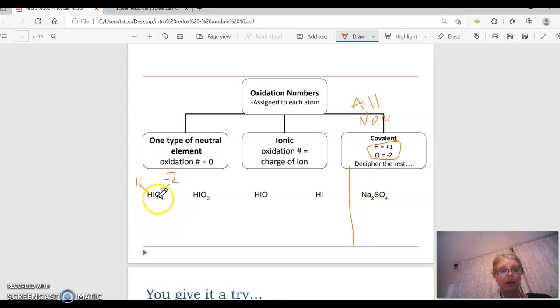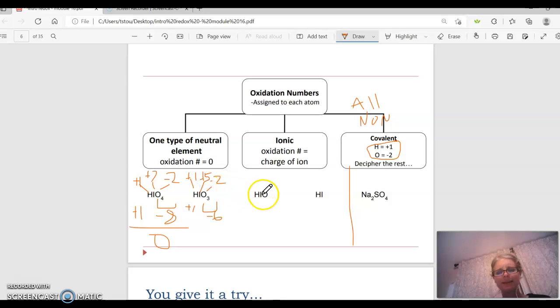Then I'm going to figure out what I got. Well, I have 4 O's. 2 times 4 is a -8. I've got 1 H, that's a +1. They all have to add up to 0, so the only way to make that happen is if my I happens to be a +7. And they all add up to 0 then. Take a look at this one. O is a -2, H is a +1. Again, they have to all add up to 0. My O here is a -6. I've got my H is a +1. So that means my iodine in this case has to be a +5.